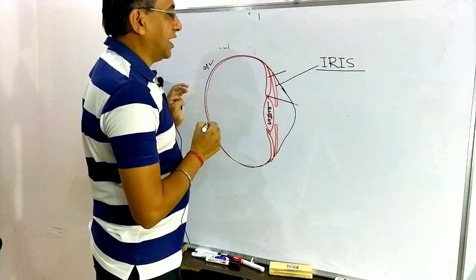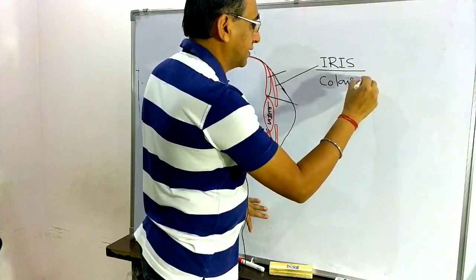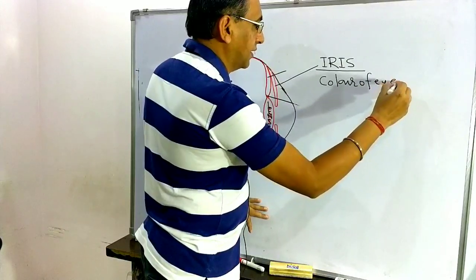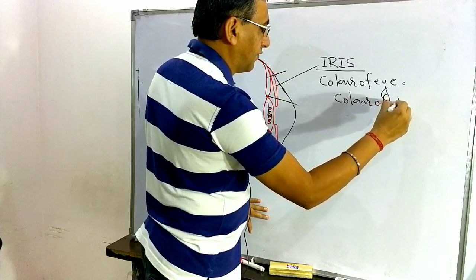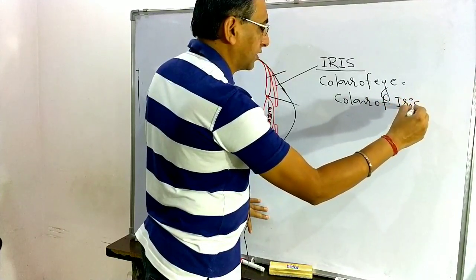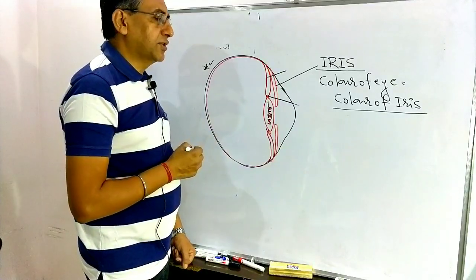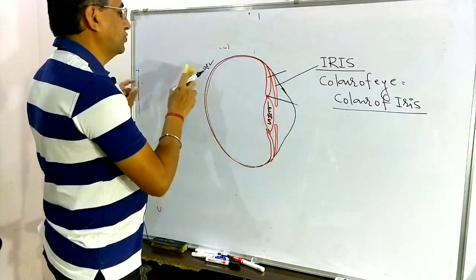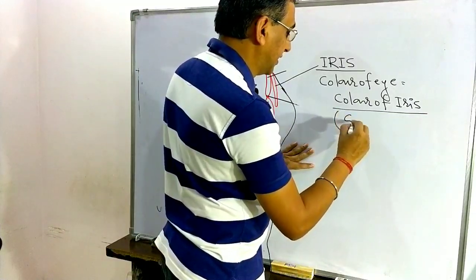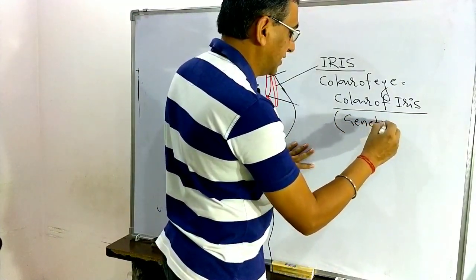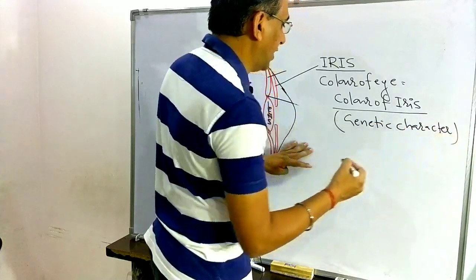Related with the iris, the color of the eye is also due to the color of the iris. Some persons have brownish eyes, bluish eyes. So the color of the eye is due to the color of the iris, and it is a genetic character. It is not in our hands. The color of the eye is due to the color of the iris.